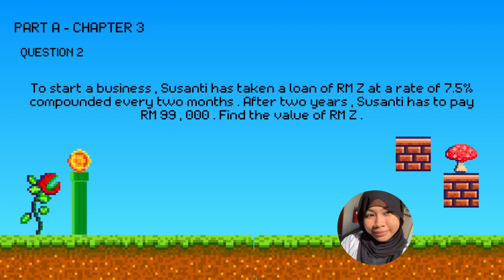I will explain to you about question 2. To start a business, Susanti has taken a loan of RMZ at a rate of 7.5% compounded every 2 months. After 2 years, Susanti has to pay RM 99,000. Find the value of RMZ.